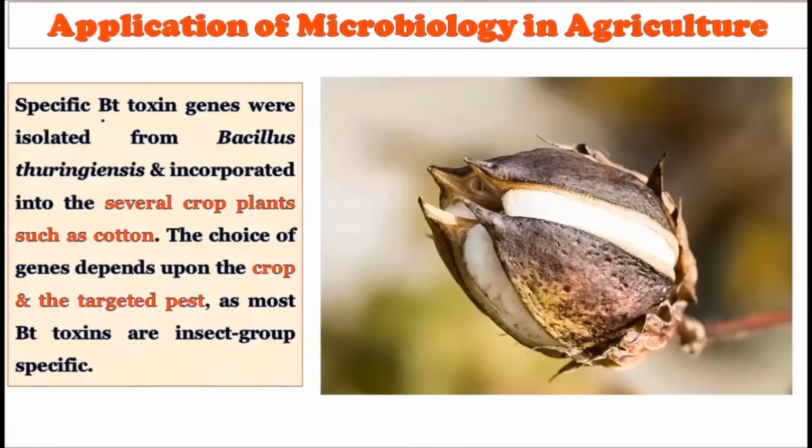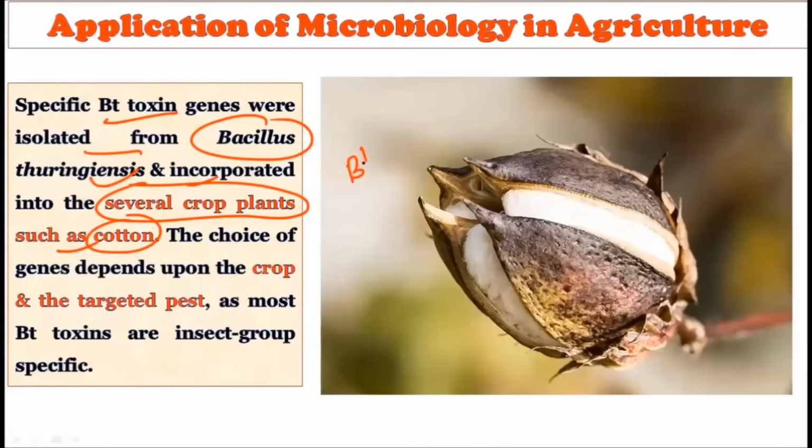Now see, the specific Bt toxin genes were isolated from Bacillus thuringiensis and incorporated into several crop plants such as cotton. Like we just talked about Bt cotton, genes were taken from Bacillus thuringiensis and put into Bt cotton. Now this Bt cotton plant is resistant to the caterpillar.